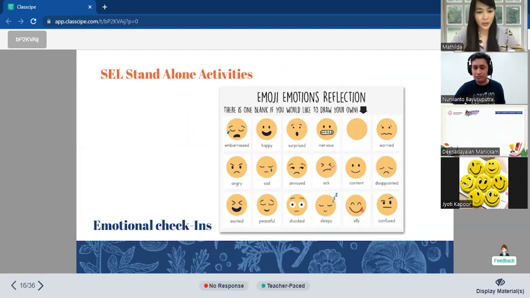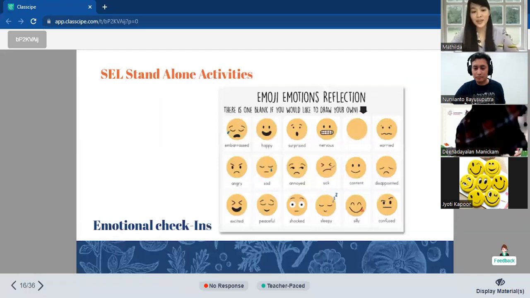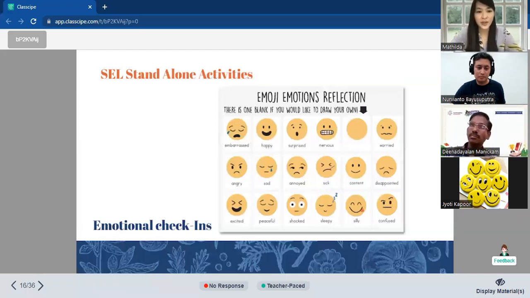But the one that you are seeing now is a standalone activity. You can use it just like the one we use with the mood meter. So it has emotional check-ins.